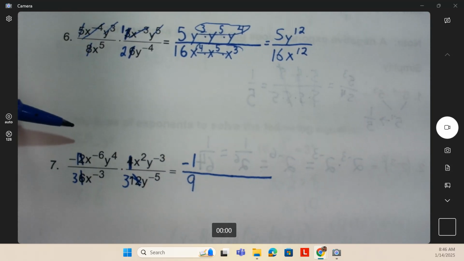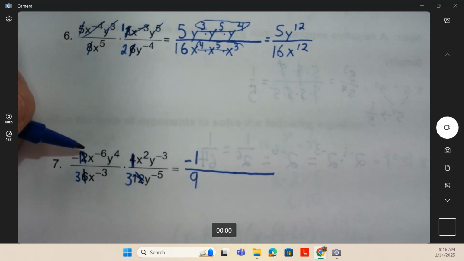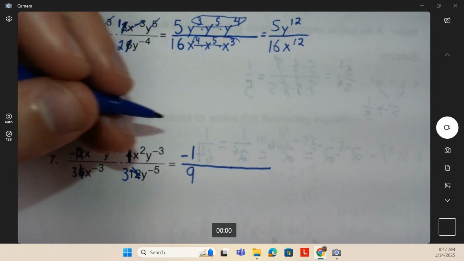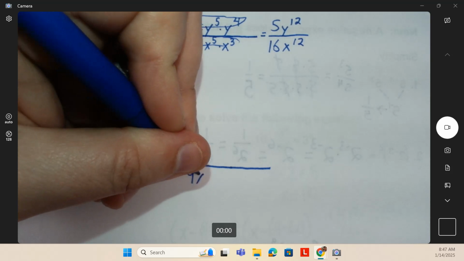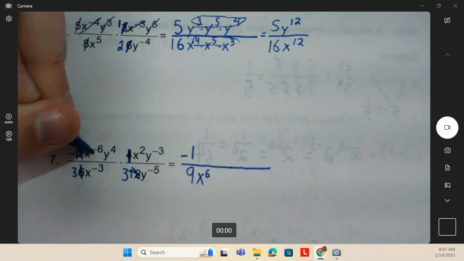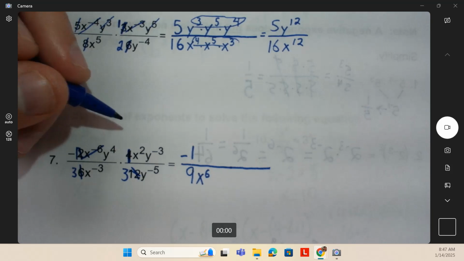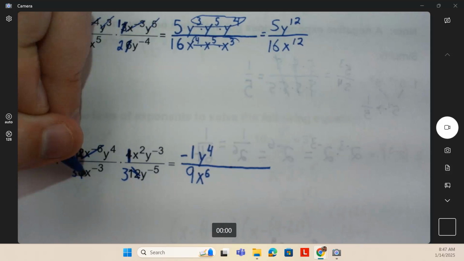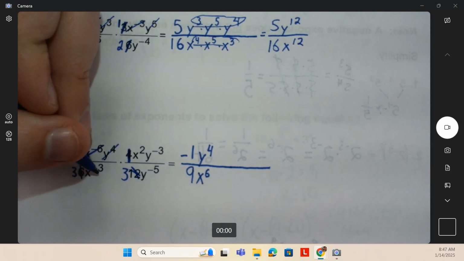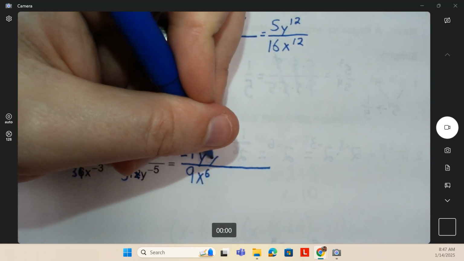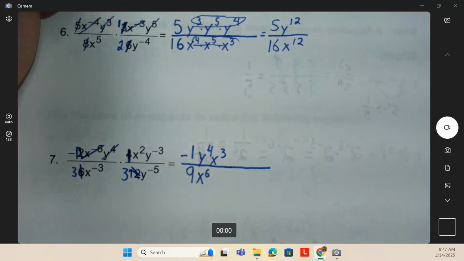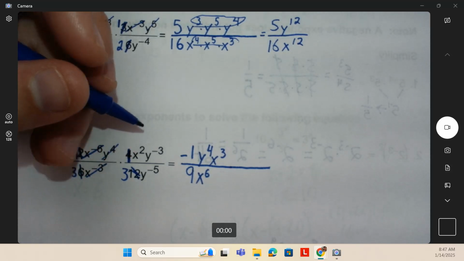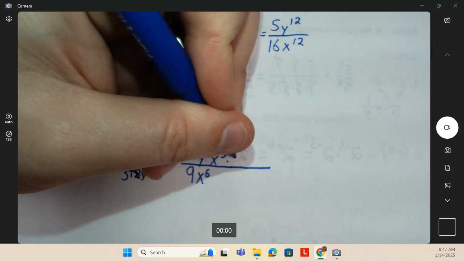Now I'll go and do the same thing with my x's and y's. X to the negative 6th is going to move to the bottom and become positive. Y to the 4th gets to stay up top. X to the negative 3rd is going to move up top and become positive. X squared gets to stay up top.